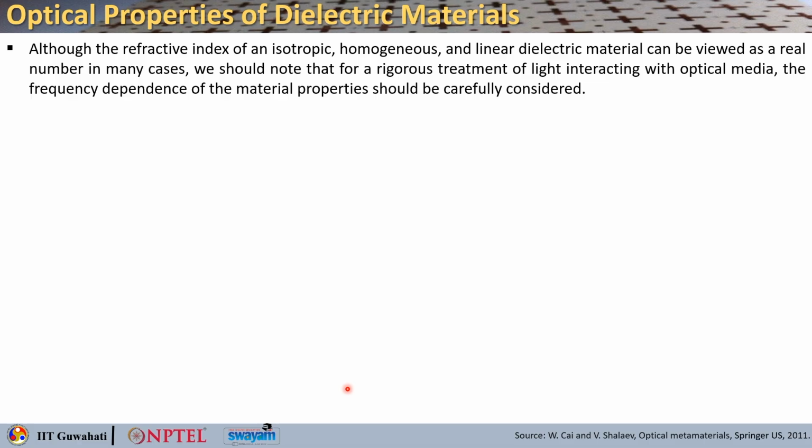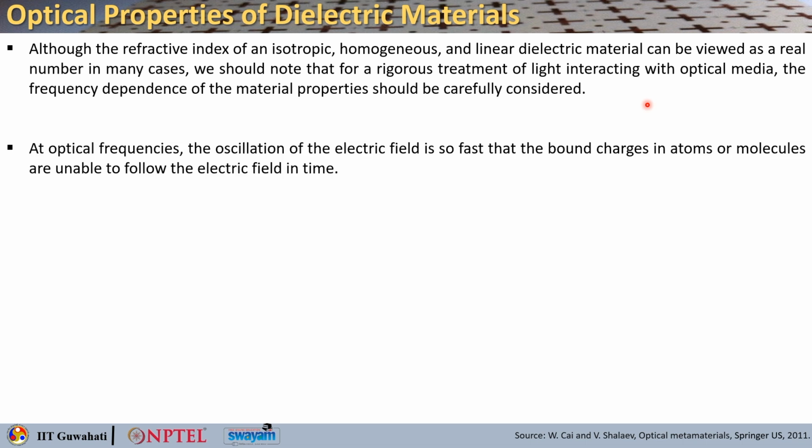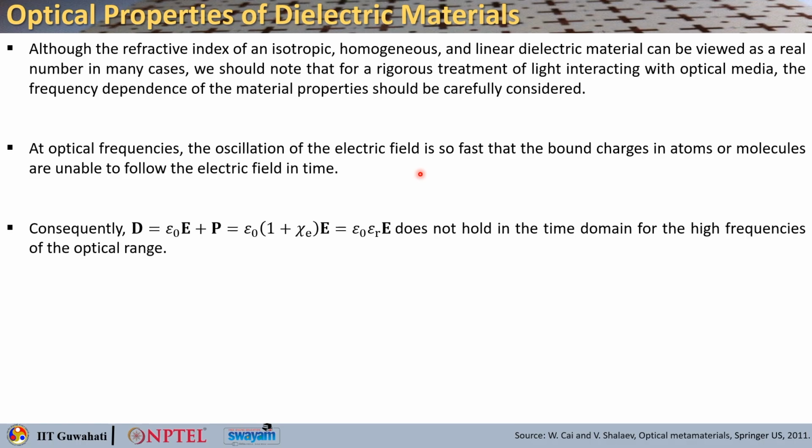Now, although the refractive index of an isotropic, homogeneous and linear dielectric material can be viewed as a real number in many cases, we should note that in a rigorous treatment of light interacting with optical media, one needs to consider the frequency dependence. Okay. So, typically at optical frequencies, the oscillation of the electric field is so fast that the bound electrons in atoms or molecules are usually unable to follow the electric field in time.